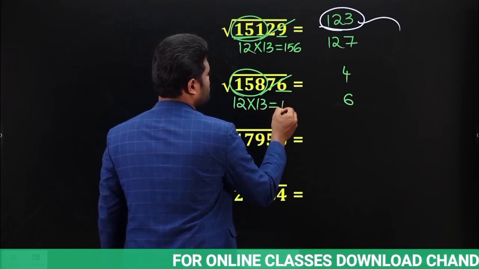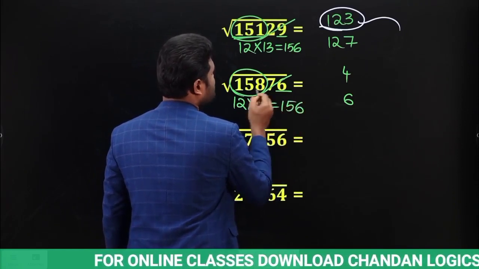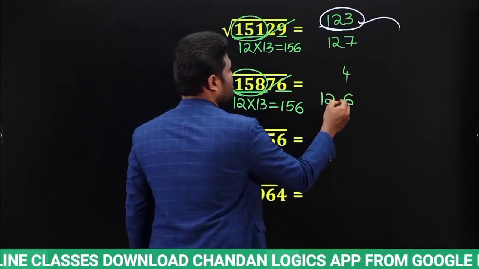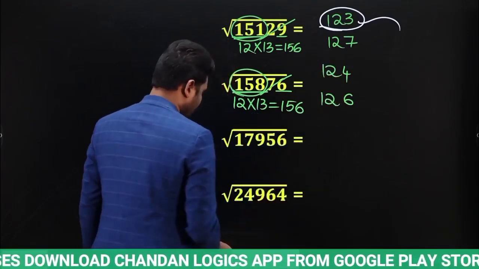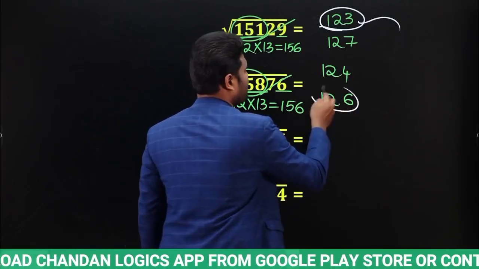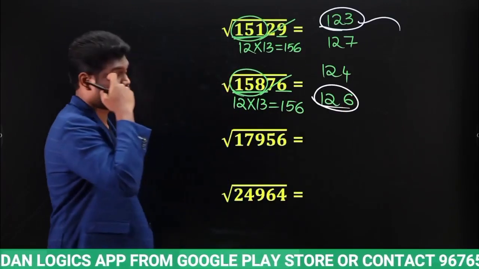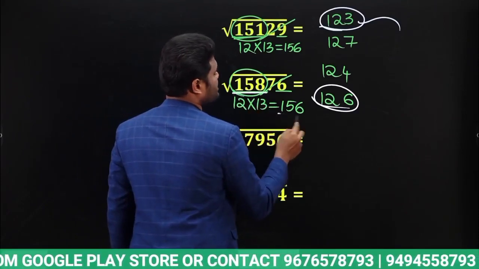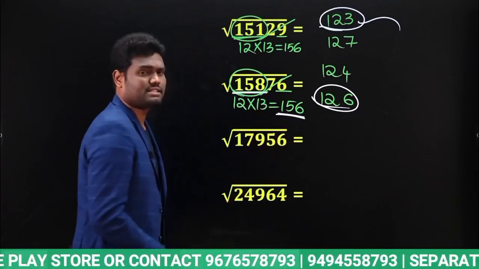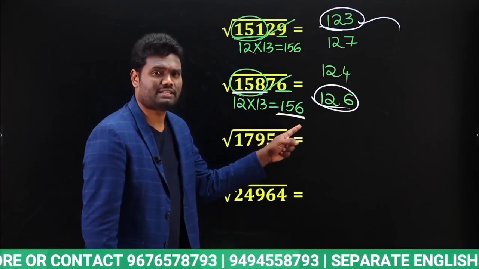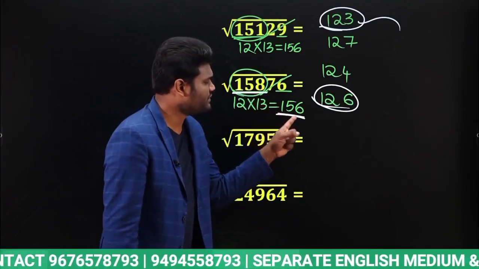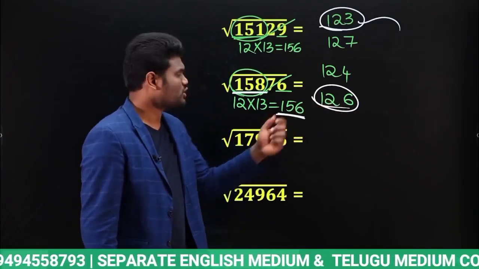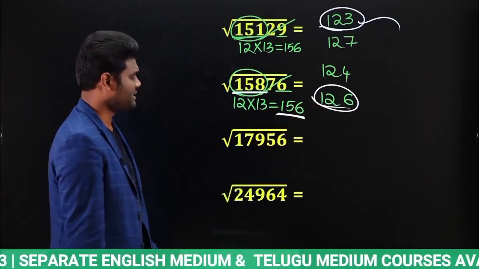So 12 times 13 is going to be 156. As compared to this 156, 158 is bigger. So our answer should be a bigger value, which means 126. So 126 is going to be our answer. Why? Because we have 158, but this is 156, which means 158 is bigger than 156. As 158 is bigger than 156, we need a bigger number, which means 126.